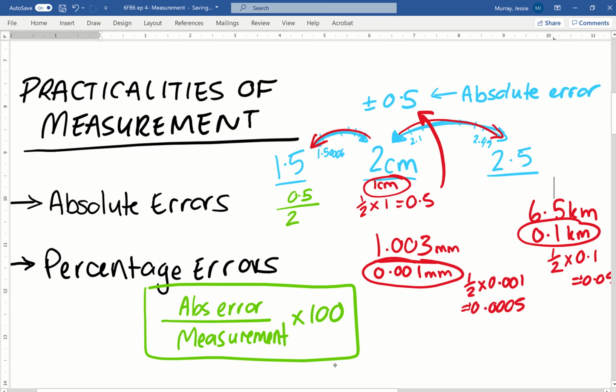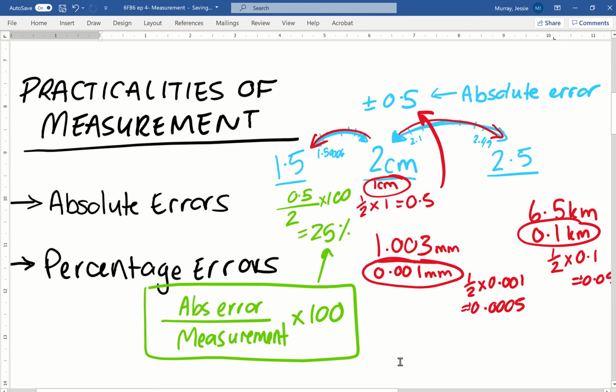They gave me 2 centimeters, and then times by 100. Okay, so it's just as simple as following a formula. Timesing it by 100 just turns it into the percentage. So that would be my percentage error. All right, which makes sense because 0.5 is our error and it's a quarter of 2 centimeters. Okay, so that's our percentage error.